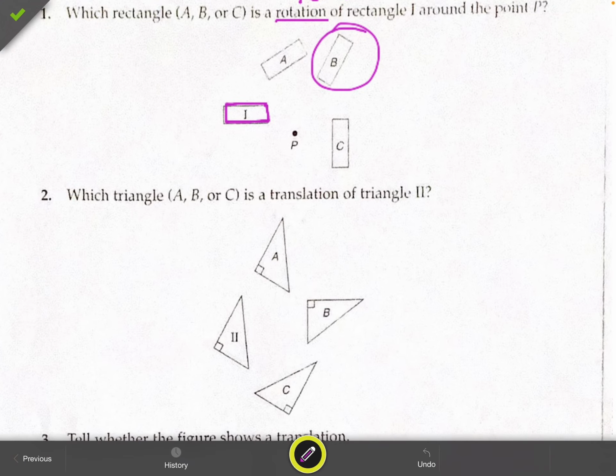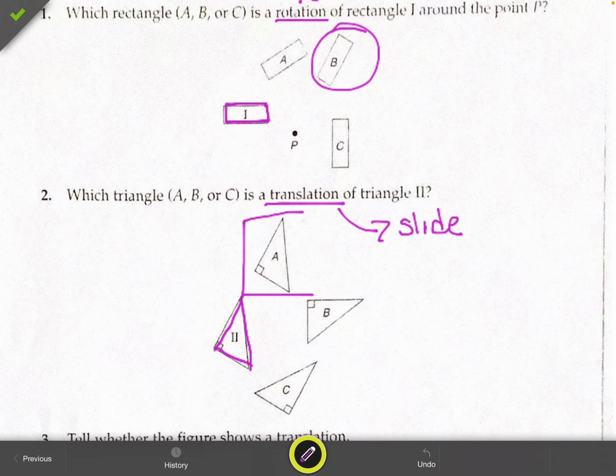All right, number 2. Which triangle A, B, or C is a translation of triangle 2? So first figure out which one they're asking you to use as your starter. So that one right there. Keyword is translate. So translate means slide. Okay, and slide just means you go up, down, left, right, diagonal. So which one would that be? Translation or triangle A. Good.